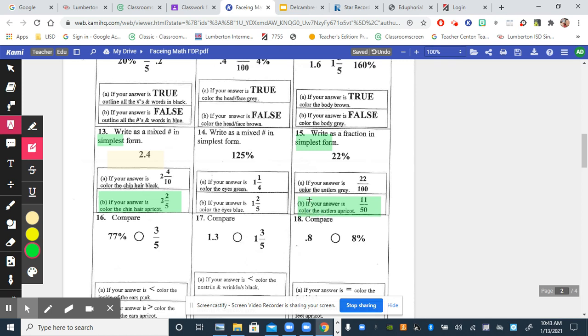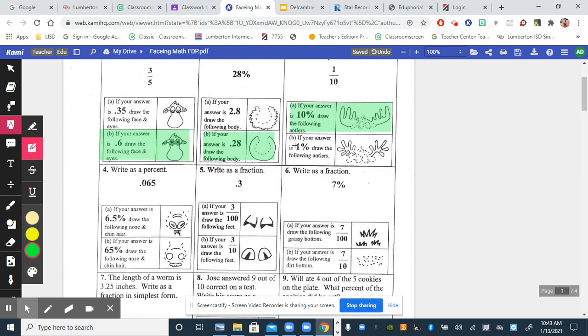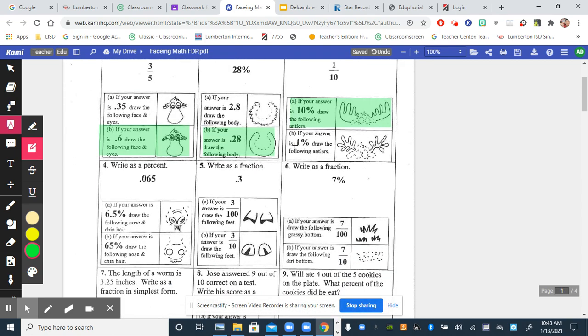What I like to do, because it's easier for me, is to answer all of these and then come to my paper and draw it on my paper with my hand. It's going to be hard if you do it with your mouse. If you have a touchscreen computer, maybe that works better. It's whatever works best for you.